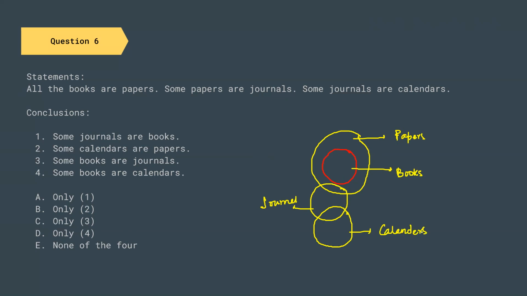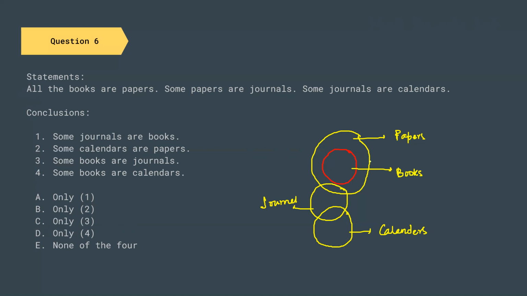So I have marked only the parts that are mentioned in the question and nothing more. I don't know anything about their overlapping. I don't know if calendars will overlap with books, papers, or anything else or not. So whatever is mentioned in the question, I have given here. Now let us read the conclusions.